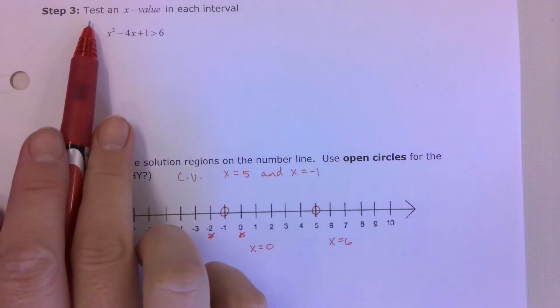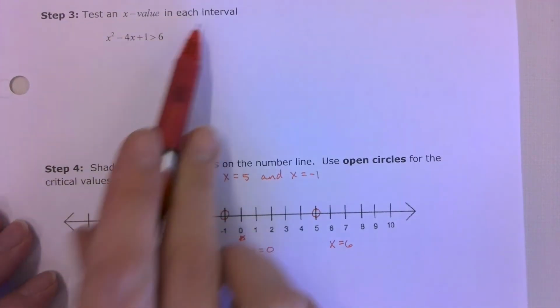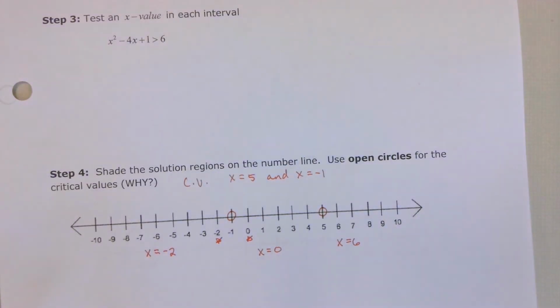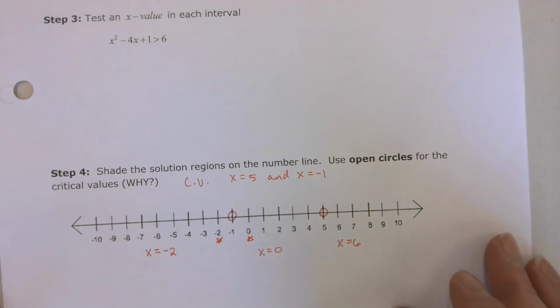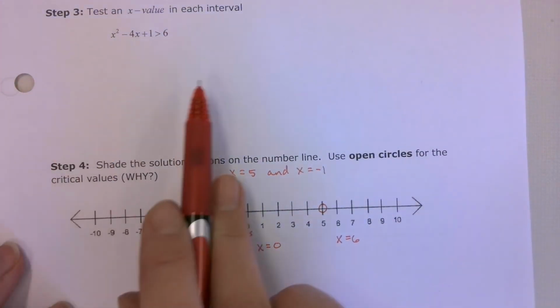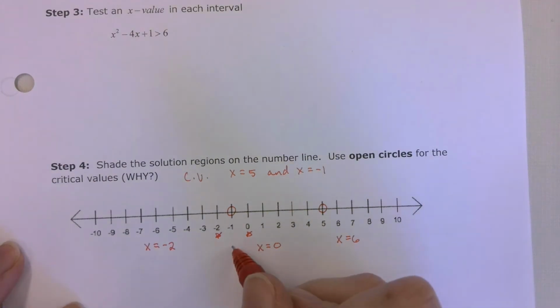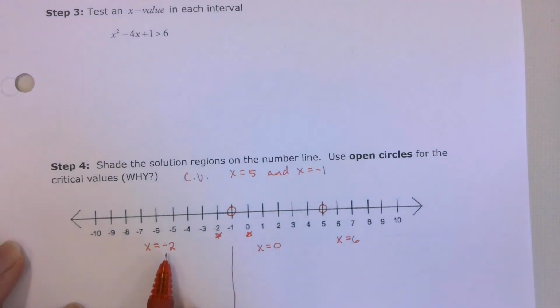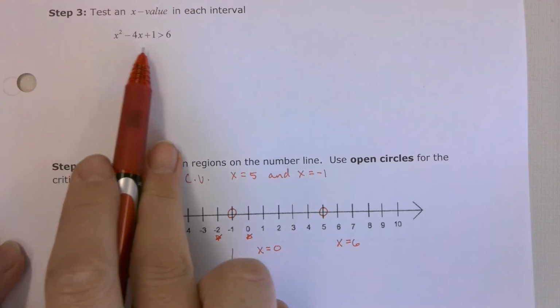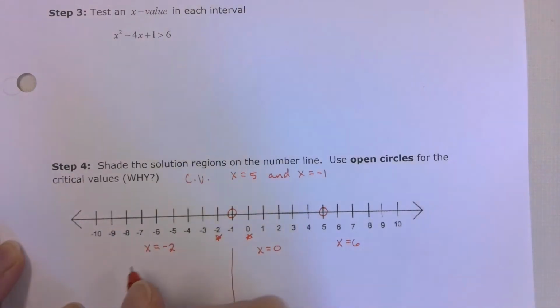So up here it says test an x value in each interval. So we have some extra room up here, but I'm going to write down here, we're going to test each interval. And to test the interval, I'm going to take that negative 2, I'm going to plug it into my original function, and I'm going to see if it works. So x squared minus 4x plus 1 is greater than 6. Everywhere I see an x, I'm going to put a negative 2. And we want to see if this is a true statement or not.